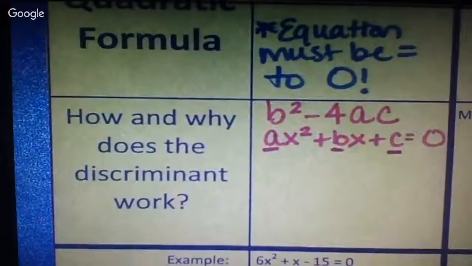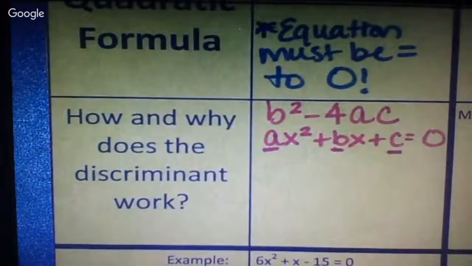What if my x term is non-existent? It's 0. If I don't have an x, my B is a 0. What if I don't have a number added at the end? It's 0. What if I don't have an x squared? Nothing. This doesn't work. It has to be a quadratic. You must have an x squared. Trick question. Got you.